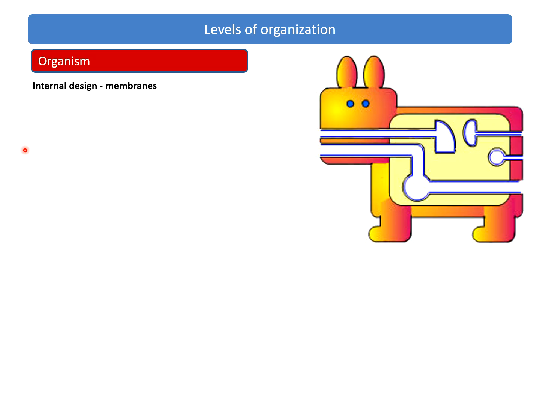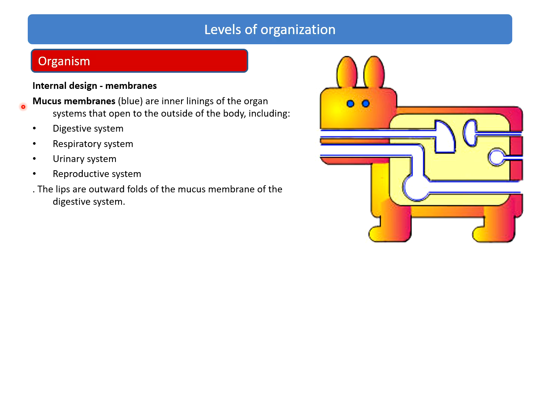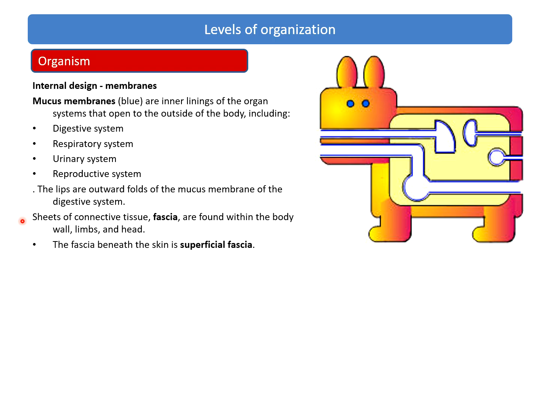Continuing with internal design, let's look at membranes. Mucous membranes are the inner linings of those organ systems that open to the outside of the body, including digestive system and the others in the list. The lips are an outfolding of the mucous membrane of the digestive system. Sheets of connective tissue called fascia are found within the body wall, limbs, and head. The fascia between the skin is superficial fascia, and the fascia among the muscles is deep fascia.